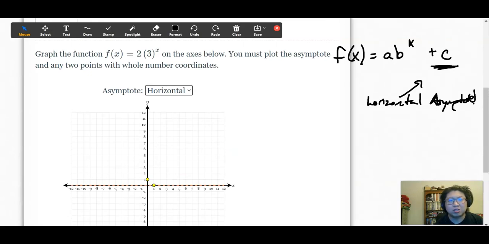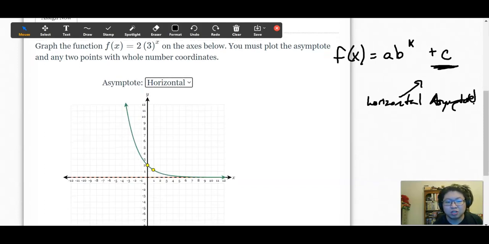Now, when you look at this 2 times 3 to the x power, okay, you should pick some numbers that are very easy to do computationally. Things like 0. If I put 0 in for x, 3 to the 0th power is 1, times 2 is going to be 2. So I'm going to drag that here. And then how about 1? Well, 3 to the 1 is 3, times 2 is 6. So this should go right about here-ish.